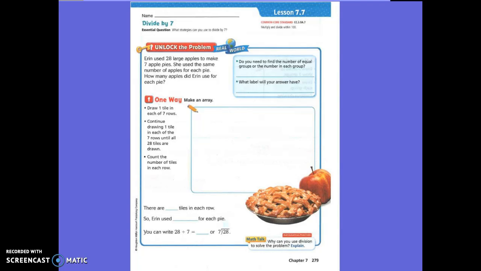28 apples to make 7 apple pies. So the 7 apple pies would be what? The groups. So we're trying to find the number in each group. Yes, the number in each group.